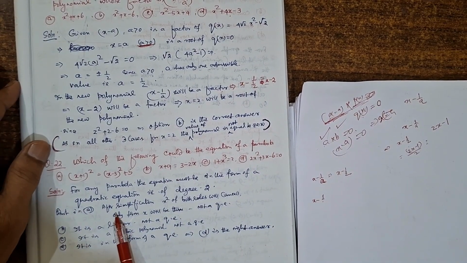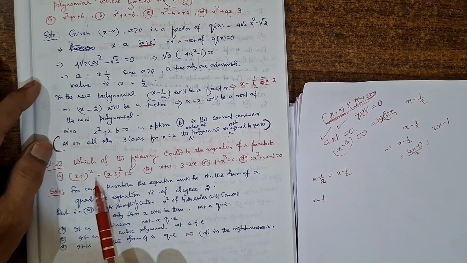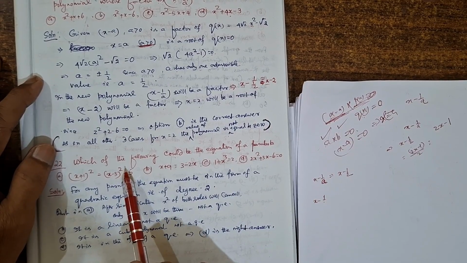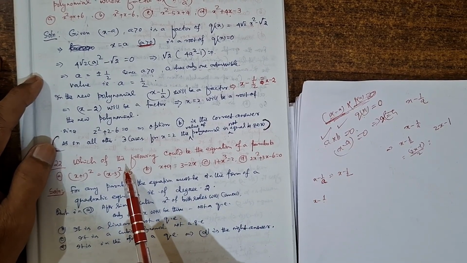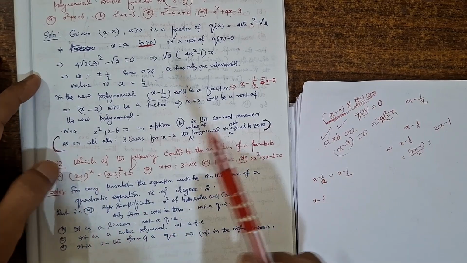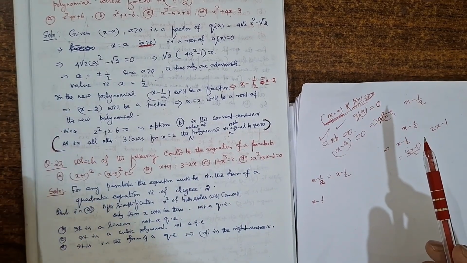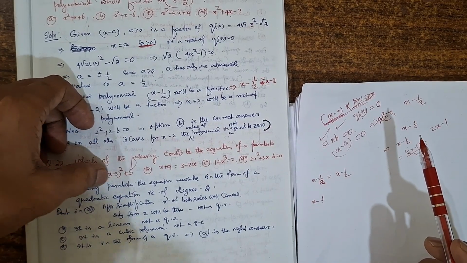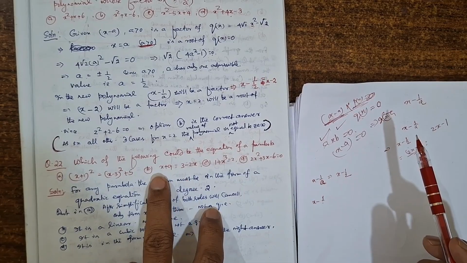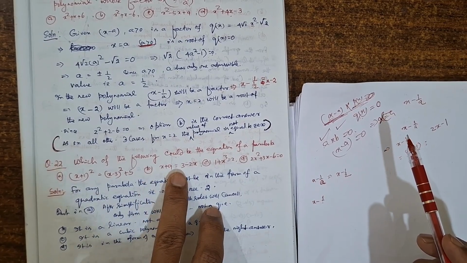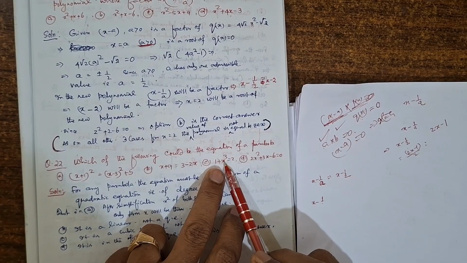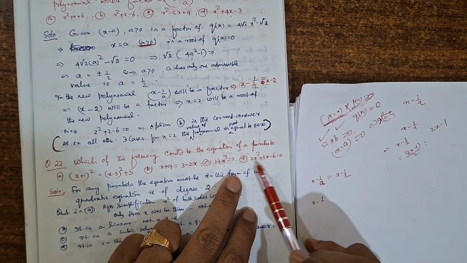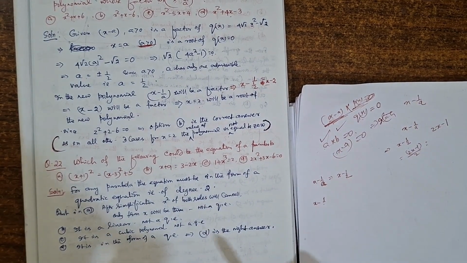But in A, after simplification, look here: when you square this, it will be a square plus b square minus 2ab. The x square will cancel out. So no x square term will be there, it only starts from x, no quadratic. If you take this, it is no quadratic, it is cubic. This one is only quadratic. So D is the correct answer.